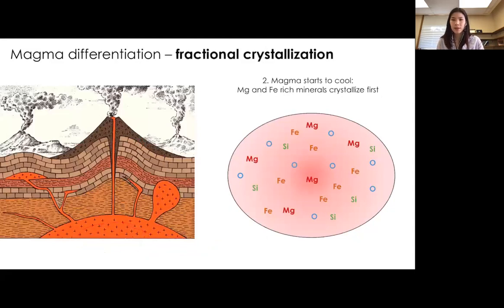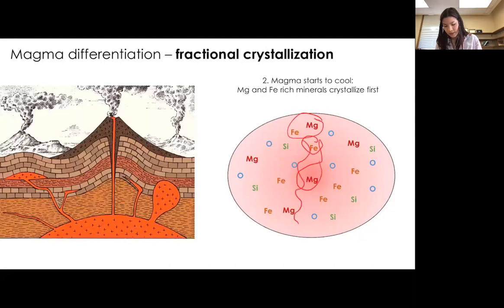However, as this mantle is sitting here under the volcano, it is now a little bit further away from the warm, hot mantle, and so it is starting to cool. As the magma cools, magnesium and iron-rich minerals are going to crystallize first. This just has to do with their chemical properties. At higher temperatures, they are less soluble, so you don't have to cross quite as low a temperature threshold to get magnesium and iron minerals to crystallize into their solid form. So these start to crystallize.